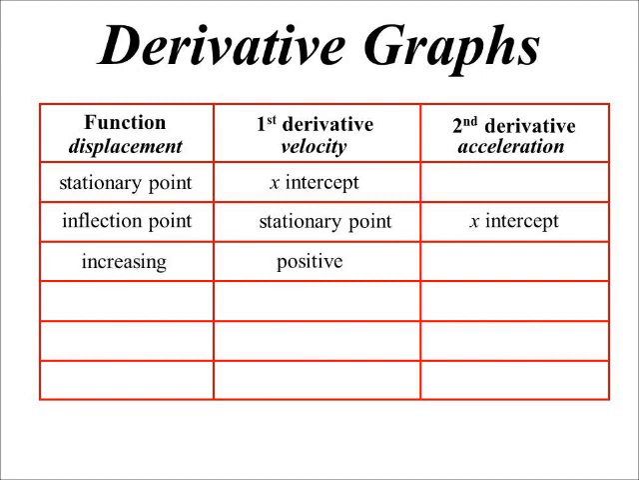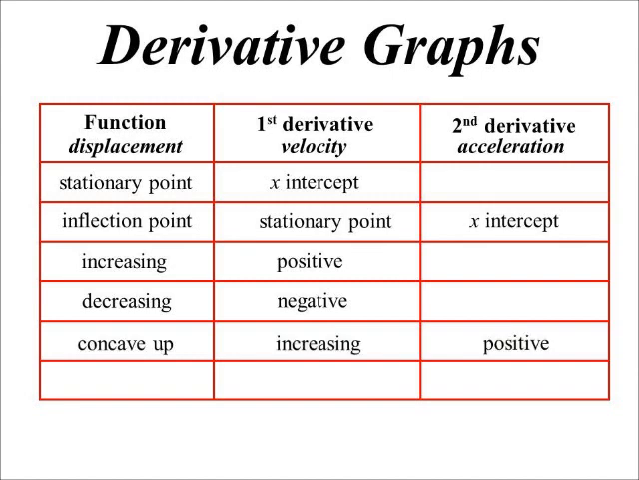Okay, we know when the curve is increasing, the first derivative is positive. So this curve will be above the x or the t or whatever the horizontal axis is. Decreasing, of course, would therefore be negative.